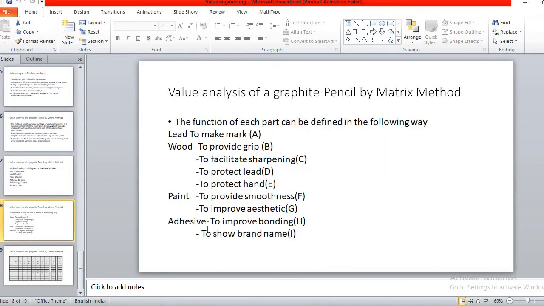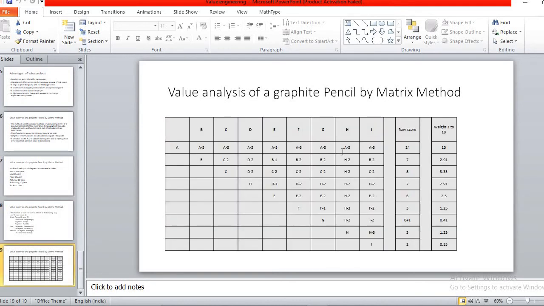H is related to improve bonding and show branding. So again here A is given weightage, and it is given as 3 on the 1 to 3 scale. So for this A, their addition now comes to 24: 3 added 8 times is 24.